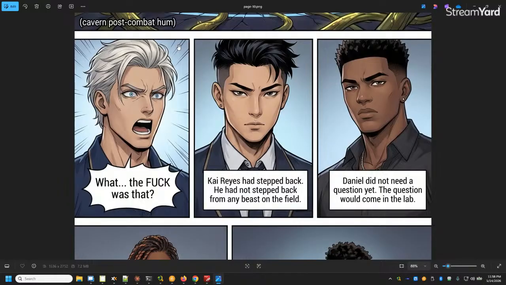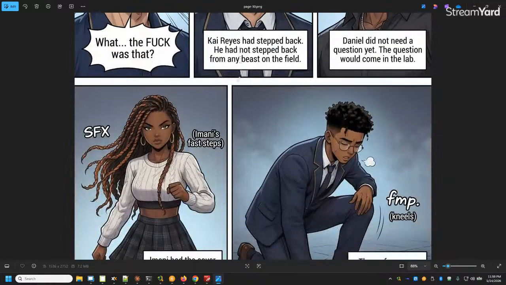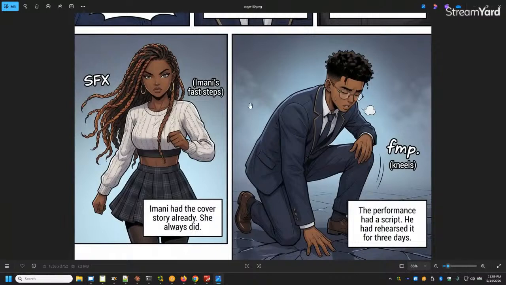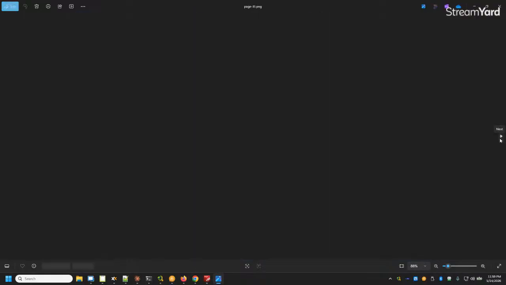Like Kai Reyes had stepped back here and not stepped back from any beast on the field. Daniel did not need a question yet. The question would come in the light. He was like, yeah, we finna talk about this shit. And let me guess, Imani said, "Yep, I knew he already." Imani had the cover story already. She always did. All right, the performance had a script. He had reversed it for three. Okay, so he already had this planned out on what he was going to say when he got caught.